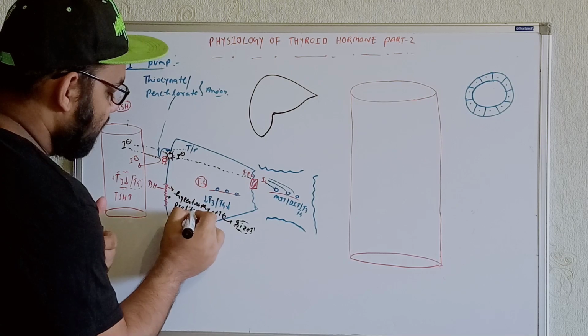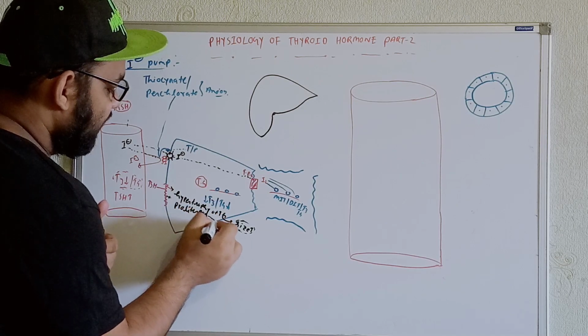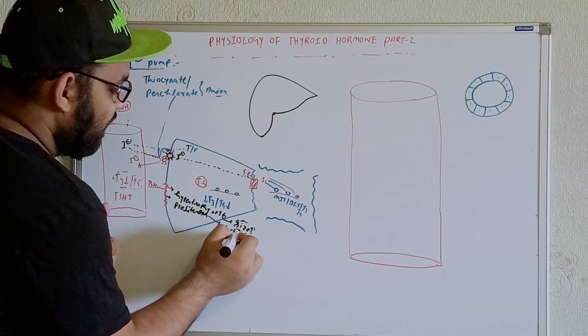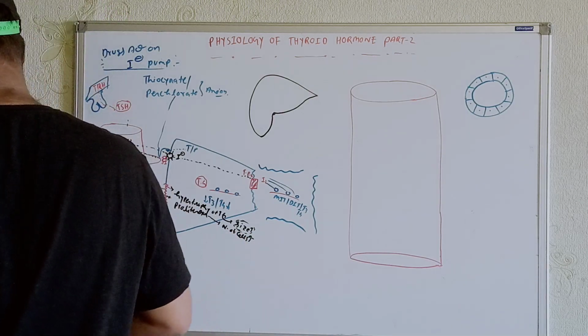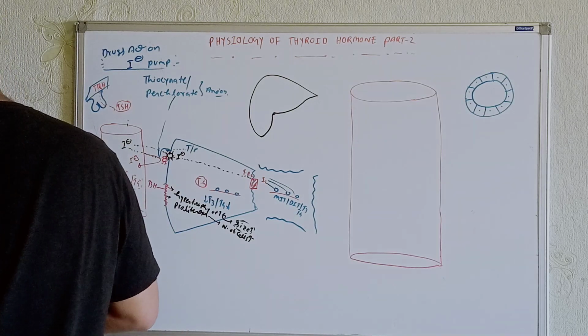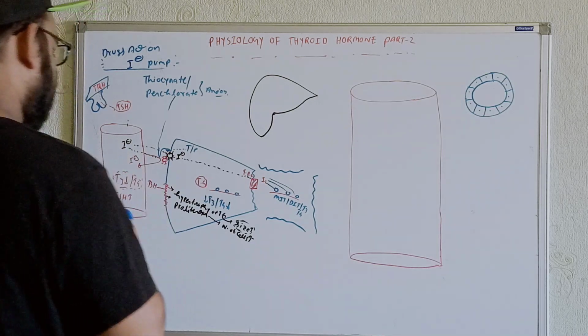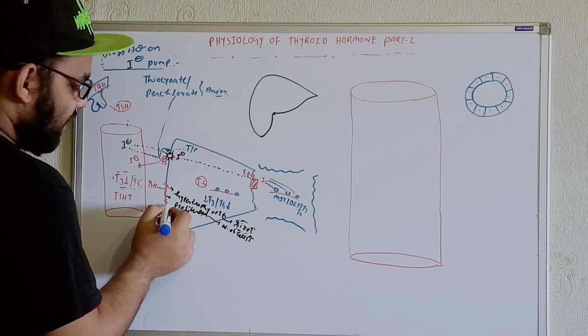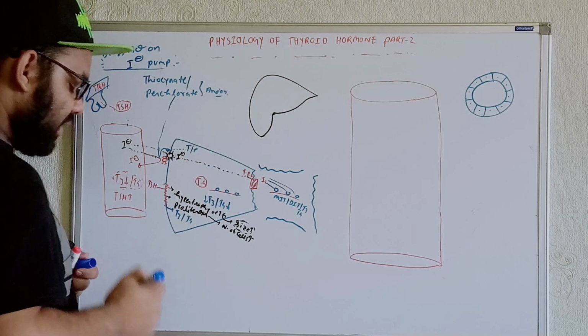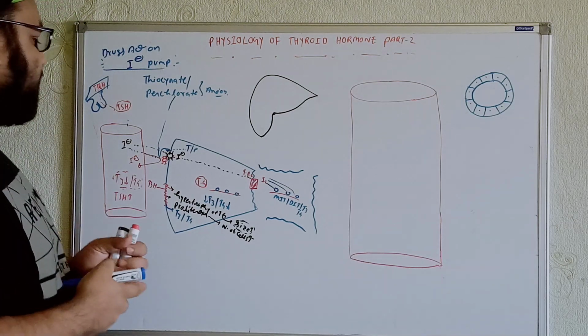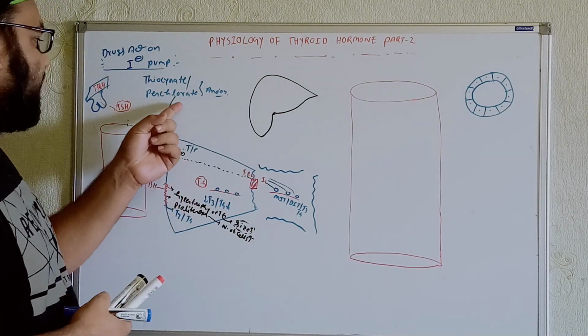So whenever we get proliferation, the number of follicular cells will also be increased over here. Try to remember, along with that, it will also try to elevate the level of T3 and T4. But the problem over here is that we are using certain types of agents, anti-thyroid agents.